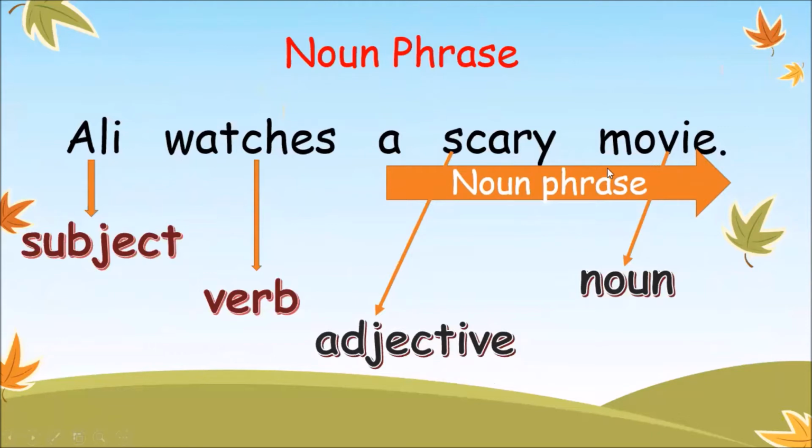Why did I say that? Because scary is an adjective and movie is a noun. So I have an adjective and a noun. They make noun phrase. Let's see another example.